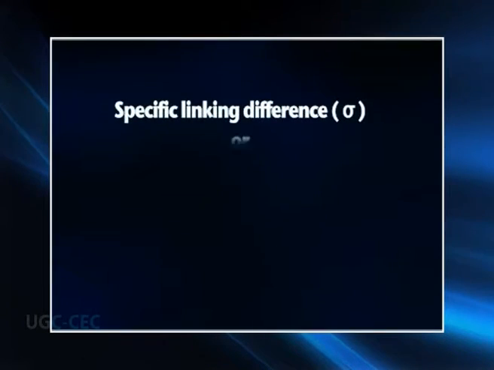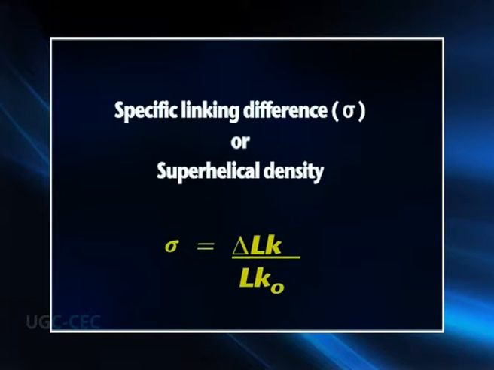It is often convenient to express the change in linking number in terms of a quantity that is independent of the length of the DNA molecule. This quantity, called the specific linking difference or superhelical density, is a measure of the number of turns removed relative to the number present in relaxed DNA.